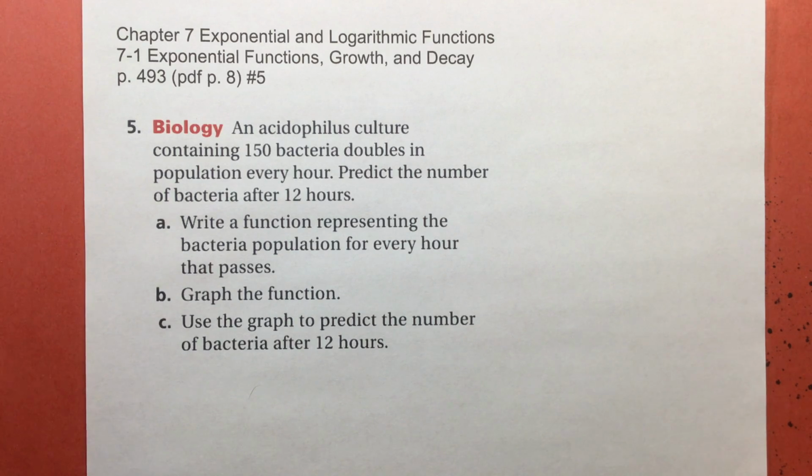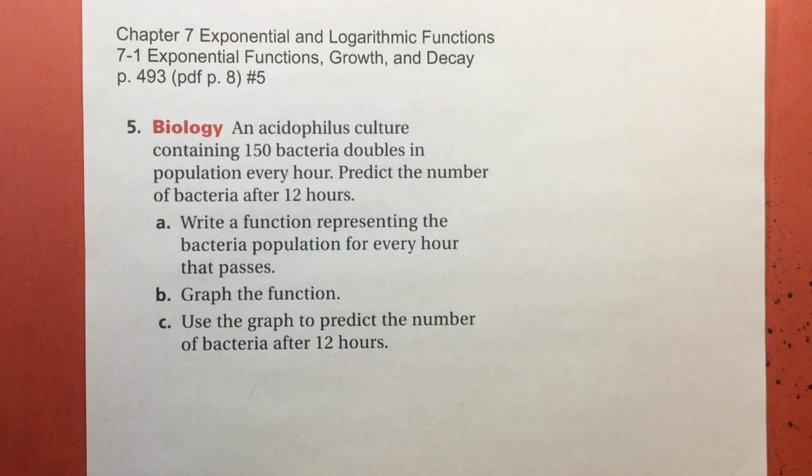So we'll talk about this in class, but this is where we have a life form, in this case a bacteria, that reproduces by asexual reproduction. Basically one bacteria splits into two bacteria, and we end up doubling over and over again. So we're going to write the function that represents this. We're going to graph the function, which I've already graphed on Desmos, and I'll show you what that looks like. And then we'll use the graph to predict how many bacteria are alive after 12 hours.